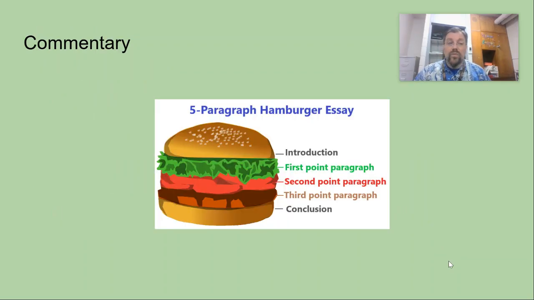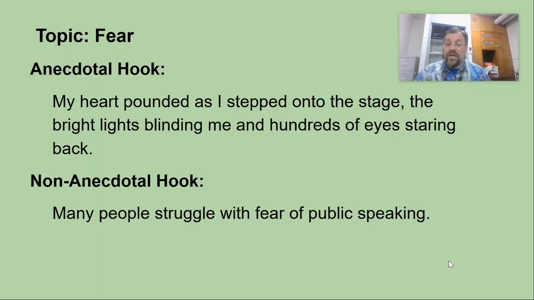And so when we're looking at a 5-paragraph essay, this is the first thing in the introduction: the hook. I hope that helps.